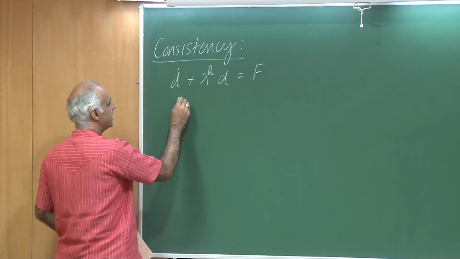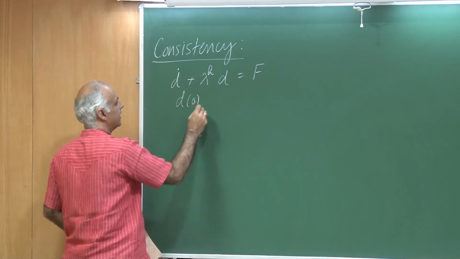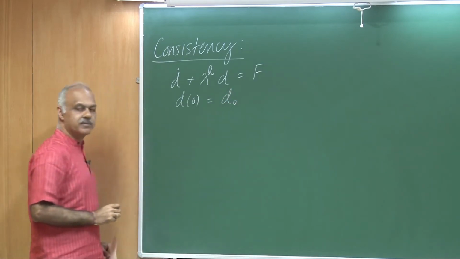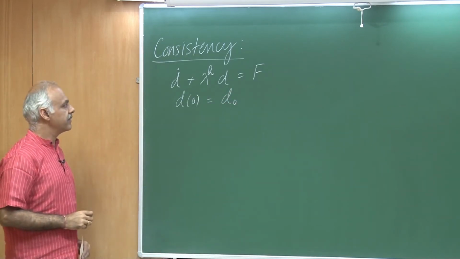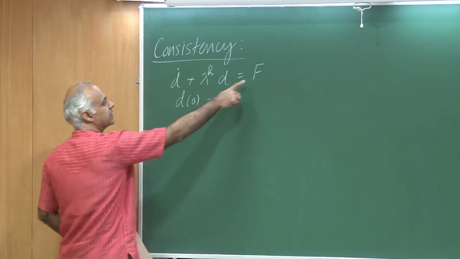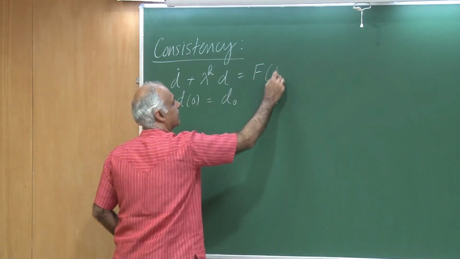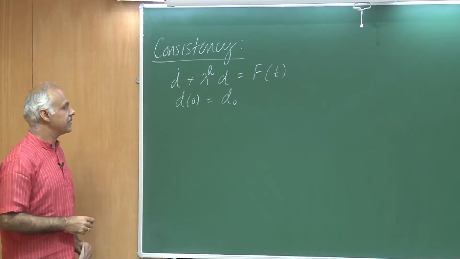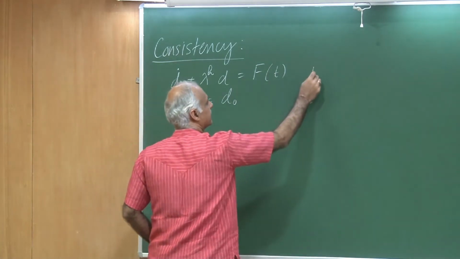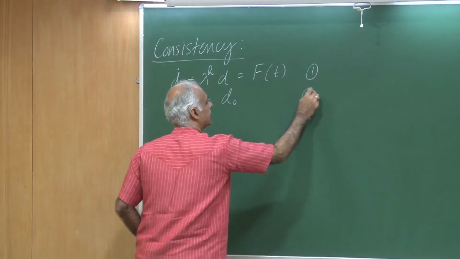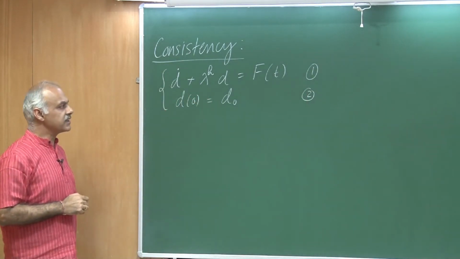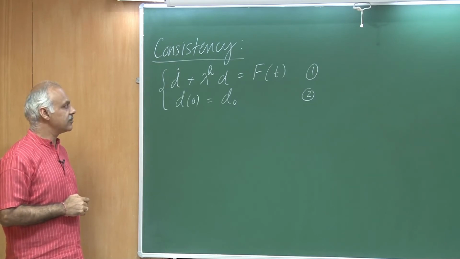So, there is an initial condition that at t equal to 0, we will specify the value d0. F can be a function of time. So, I can actually put it here explicitly that it is a function of time. So, let us call this as equation 1, this as equation 2, and this is the system to which we want to get a numerical solution.